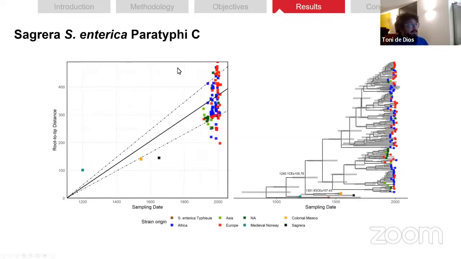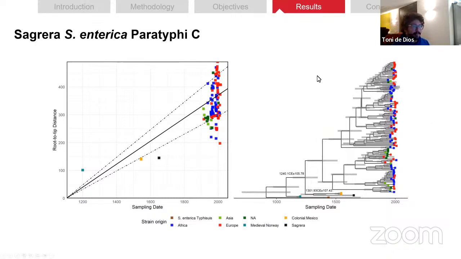Here is what I was commenting before. We find a correlation between the sampling date, so the age of the strain, and the root-to-tip distance, so the genetic distance between the base of the tree and the top of the tree. And we see that there is a good correlation in that case that can be used to explore the dating.